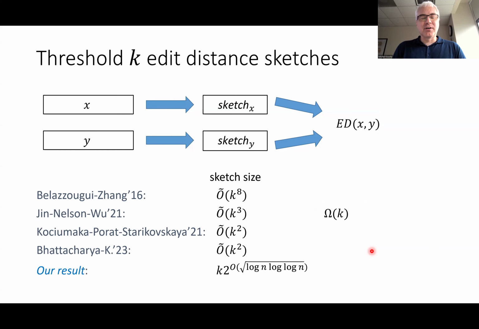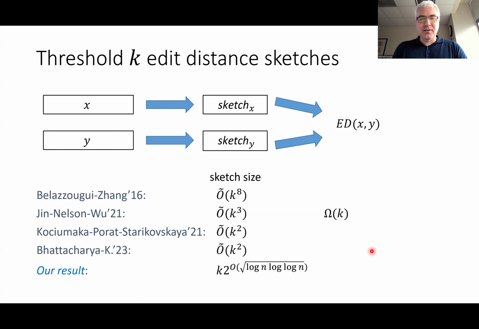So what was known before? We are not the first sketch, actually. We are a sketch in a line of work. The first sketch, which appeared about 8 years ago, had size k to the 8. And that was quite surprising, because even non-uniformly, we don't know whether such sketches exist. And this was the first sketch which achieved anything non-trivial.